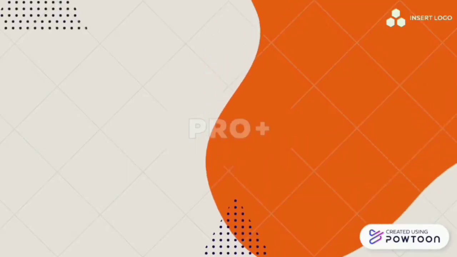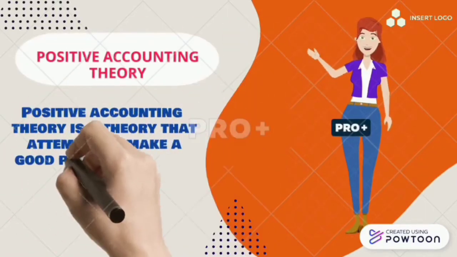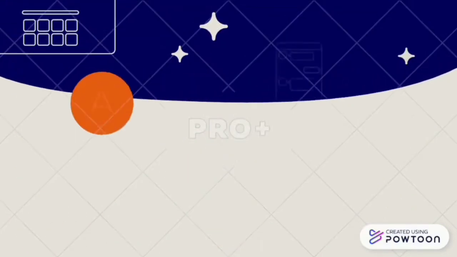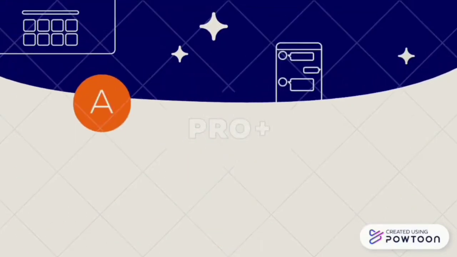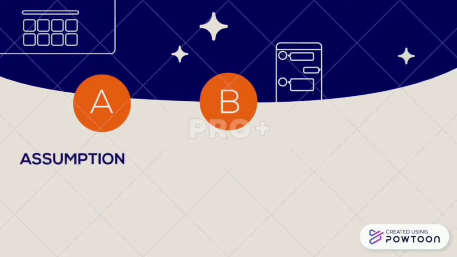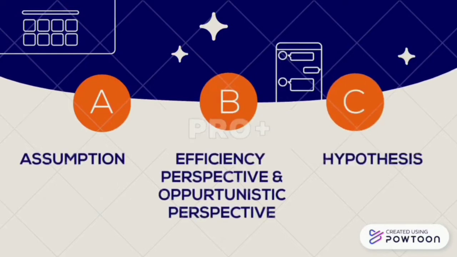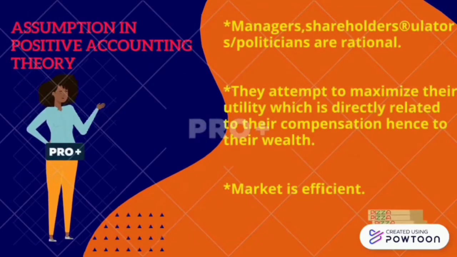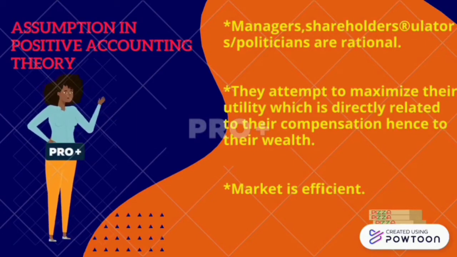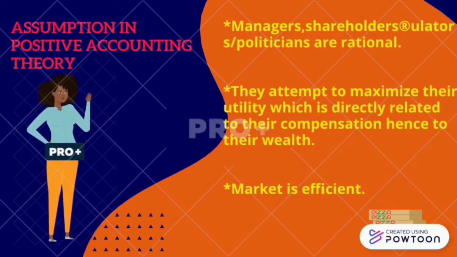Positive accounting theory is a theory that attempts to make good predictions about managers' choices on accounting policies. Positive accounting theory is divided into three: assumption, efficiency perspective and opportunistic perspective, and hypothesis. The assumption says that managers, shareholders, regulators, and politicians are rational. They attempt to maximize their utility, which is directly related to their compensation and to their wealth. And the market is efficient.